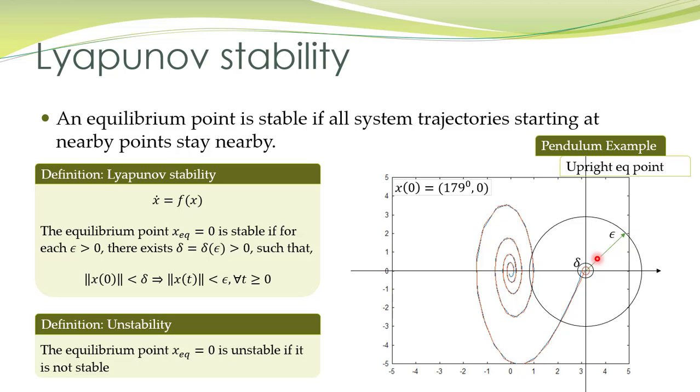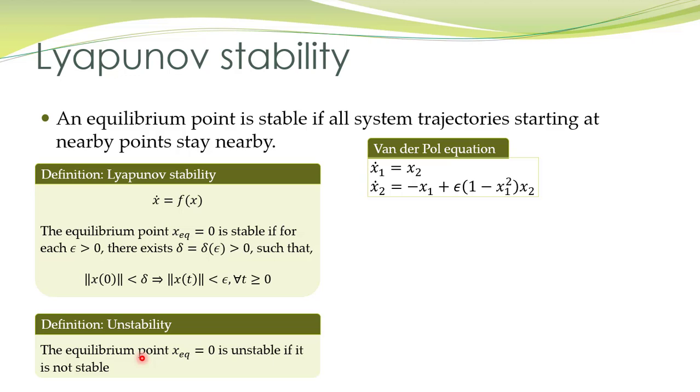Some student may say that if you take, for example, this epsilon to encompass this whole phase portrait, in that case the trajectory will stay inside that particular bigger circle. But the point over here is that such a delta must exist for each epsilon. And an equilibrium point is unstable if it is not stable. So there are only two possibilities: either the equilibrium point will be stable or unstable. So I hope this definition of Lyapunov stability is very clear.